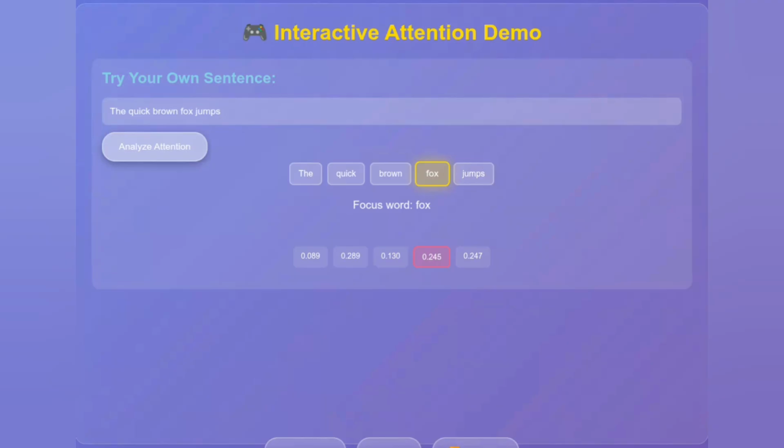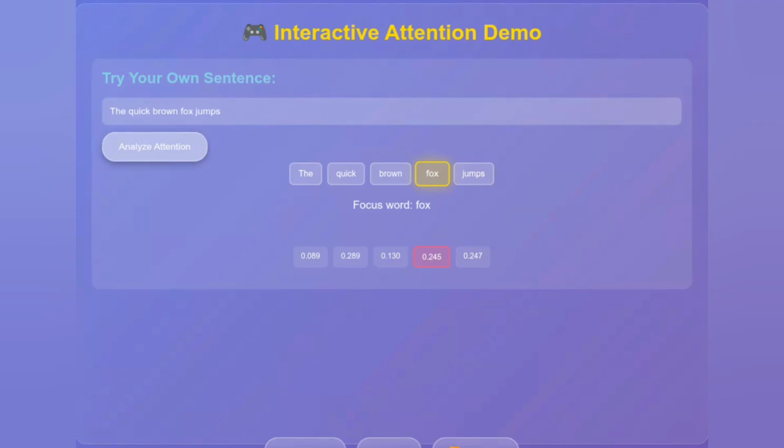The attention weights show us that when processing fox, the model pays moderate attention to quick and brown. These are descriptive words that modify fox. It pays less attention to the and jumps because they're less directly related to understanding what kind of fox we're talking about. This is exactly what we want. The model has learned to focus on semantically related words.